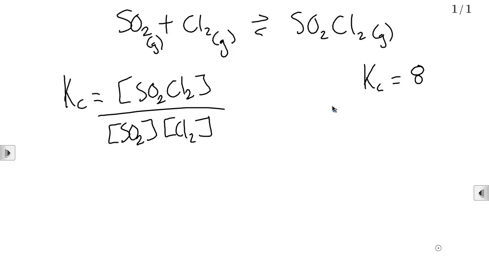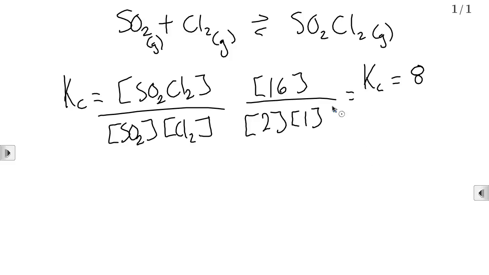Let's say the concentration of SO2Cl2 was 16, the concentration of SO2 was 2 molar, and Cl2 was 1 molar. When I did the math, 16 divided by 2 is 8. So that's at equilibrium, right? You understand that? Well, you also know that a reaction doesn't automatically go to equilibrium. When you start, you have initial concentrations.